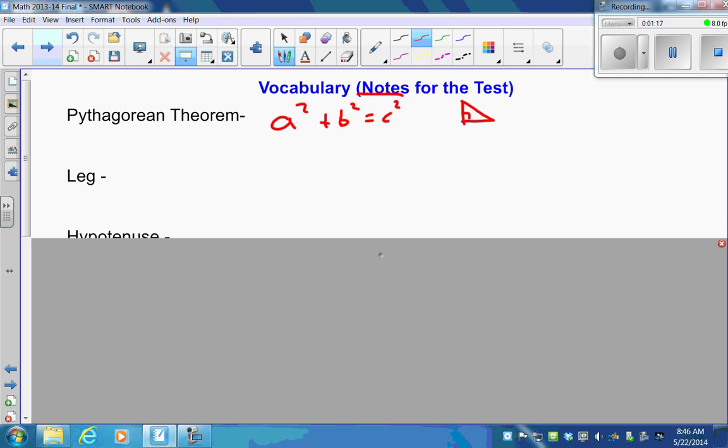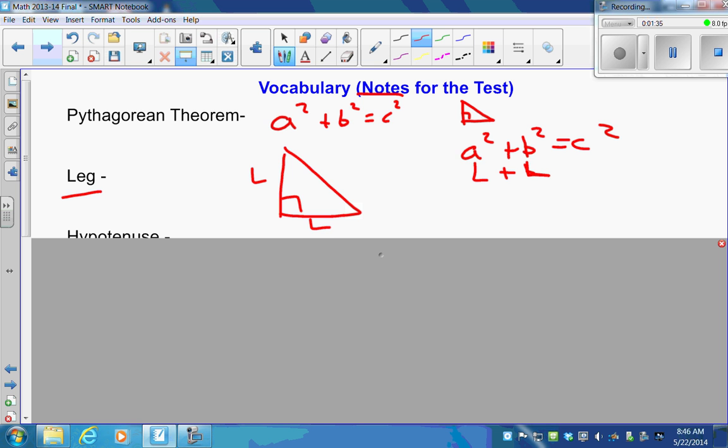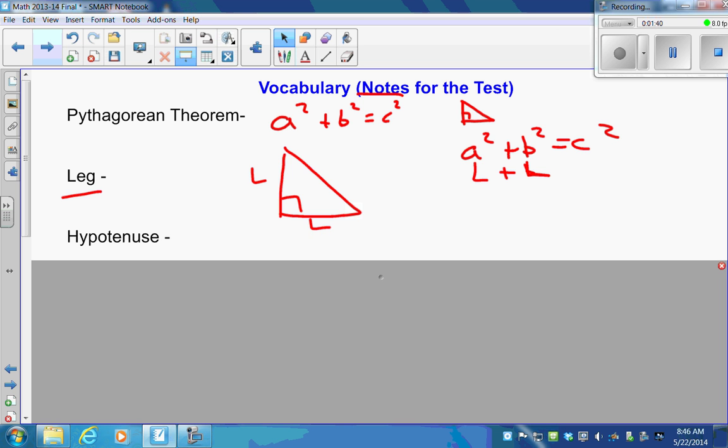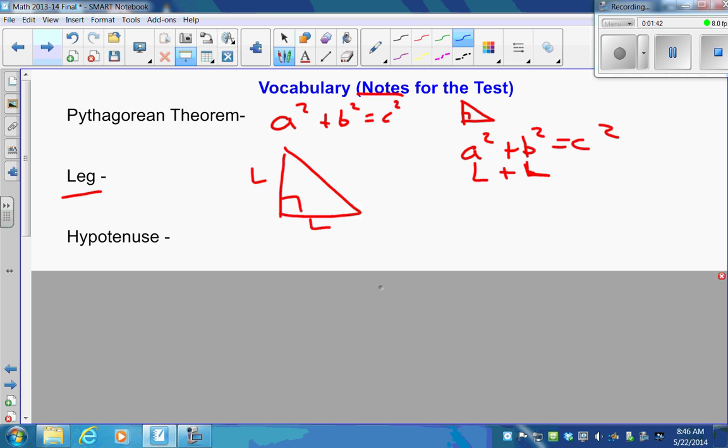Part of the Pythagorean theorem is you need to know what your sides are called. Attached to my right angle are my legs. My legs go in for A and B in my equation. It does not matter which leg goes in each one. Just remember legs go in for A and B, and your hypotenuse is across from my right angle. My hypotenuse always goes in for C. Always, always, always my hypotenuse goes in for C.